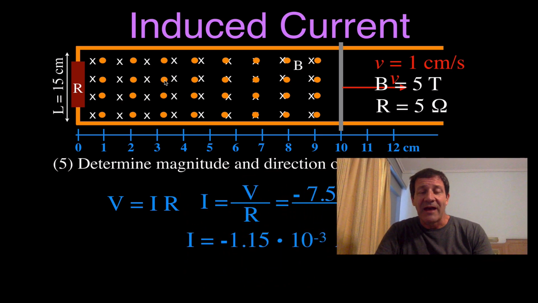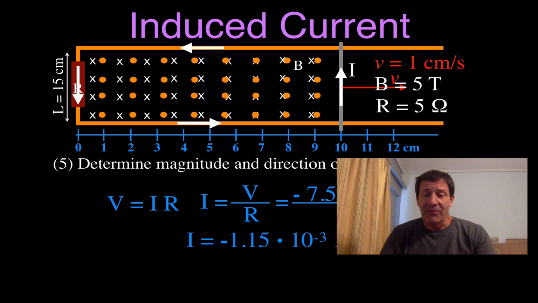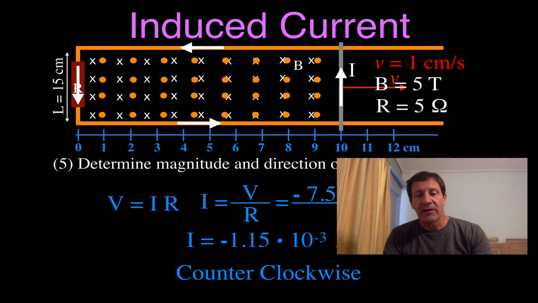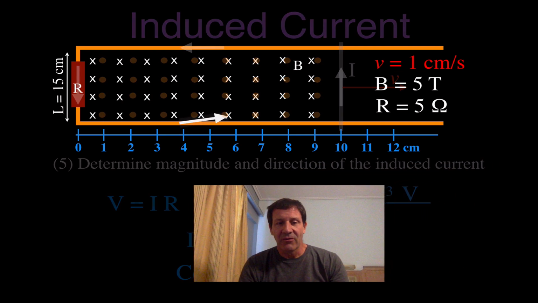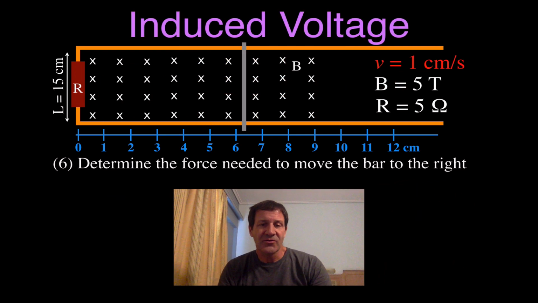So that means that in order to produce a magnetic field that would be coming out of the page, the induced current would have to flow in the counterclockwise direction. So the direction of the current in this case would be counterclockwise to oppose that increasing magnetic field that's pointing in. All right, so now we did that. Okay, that's the magnitude and the direction, and now we're going to determine the magnitude and the direction of the force needed to move the bar.